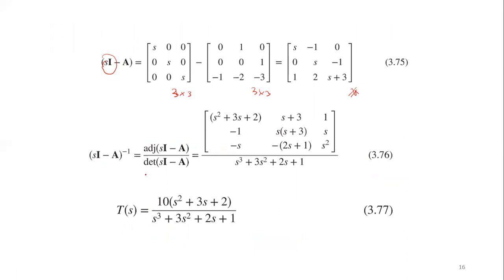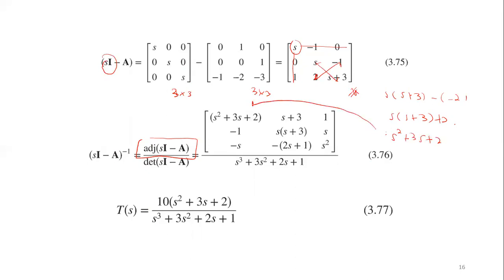The rule is that it is actually the adjacent of SI minus A over the determinant of SI minus A. So you need to revise how to solve the adjacent matrix, which generally is: we keep this and multiply, find the determinant of this, then you will get S plus 3 minus 2, which is S plus 3 plus 2. So this is how you get S squared plus 3S plus 2. So this is how you come up to this.